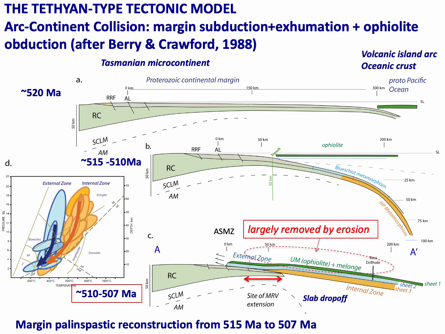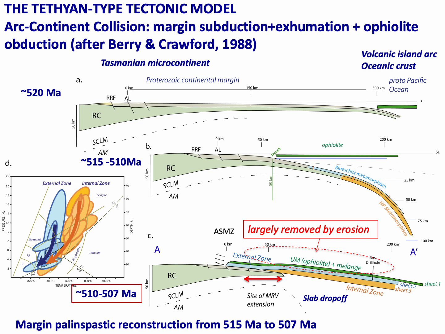In the accepted Berry and Crawford arc-continent collisional model involving margin subduction, exhumation, and ophiolite obduction, the leading edge of the then Tasmanian microcontinent entered an east-dipping subduction zone around 520 to 515 million years ago. The edge was subducted to depths of 70 or 80 kilometres, undergoing high-pressure metamorphism.